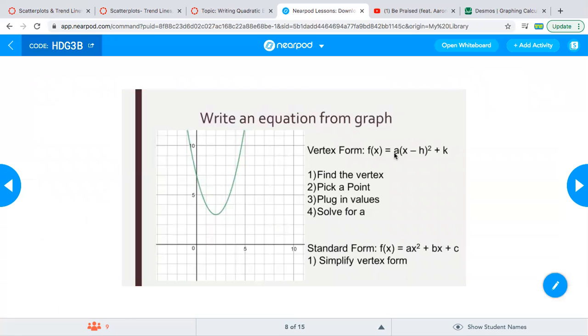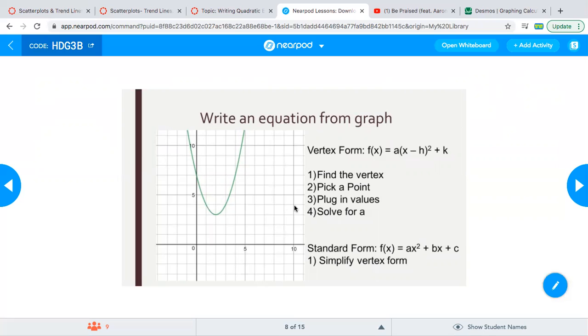Now, we did this last class, so I'm not going to do every single example. But what if we have a graph and we want to figure out the vertex form and standard form equation from the graph? Well, what did we do last class? We found the vertex, we found another point on the graph, and we plugged it in. So that's what we're going to do again today. But instead of doing all the examples, we're only going to do one. And then we're going to do one last example, and then I'm done.